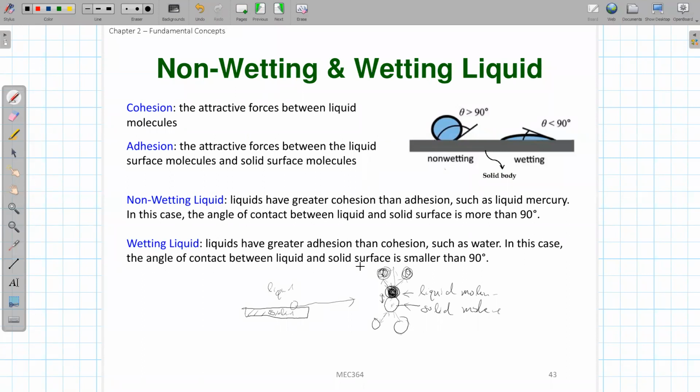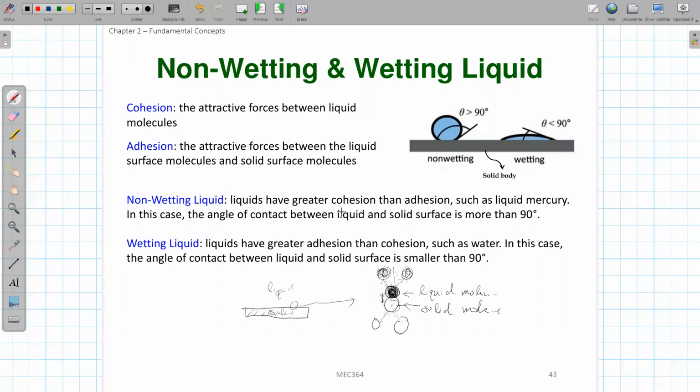For a wetting liquid, on the other hand, the attraction between the liquid particle and the solid particle is larger than the attraction inside the liquid. So those particles are more likely to stick to the surface rather than go back into the liquid, and we call this the wetting case. Now you see the difference: non-wetting is when cohesion is larger than adhesion, and wetting is when adhesion is larger than cohesion.